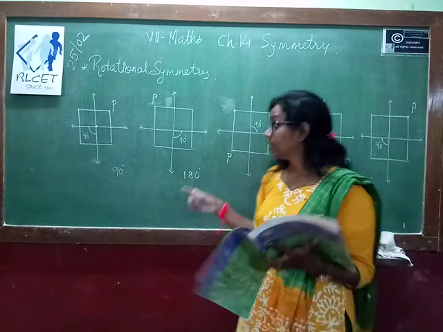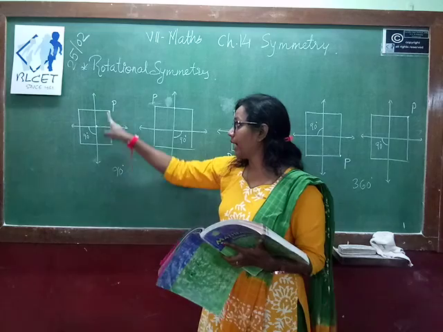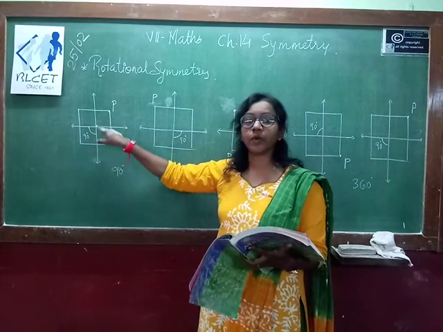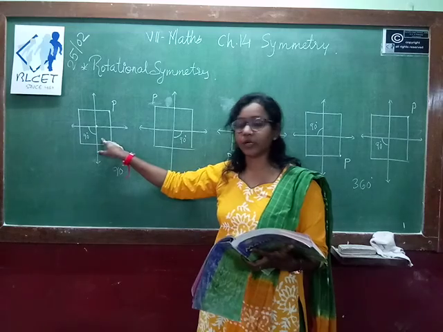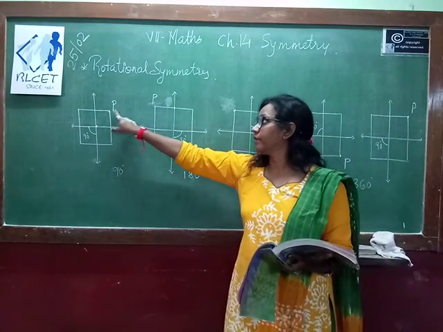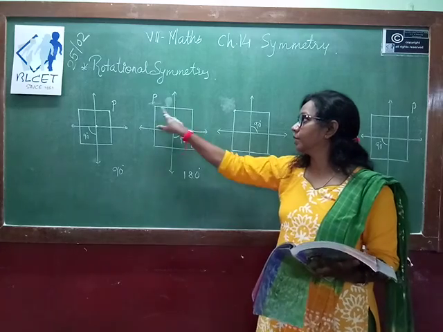Okay, so this is an example. Suppose you are considering a square. This is the original position and P is the point, so that you can identify the position after each rotation. Suppose you are turning this by 90 degrees. So the position of P will be over here now, from here to here.